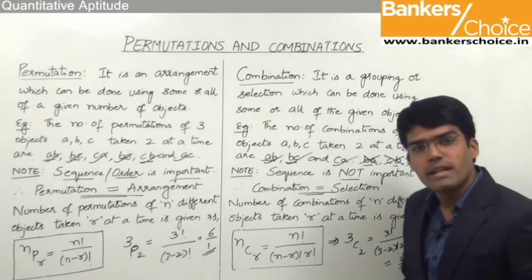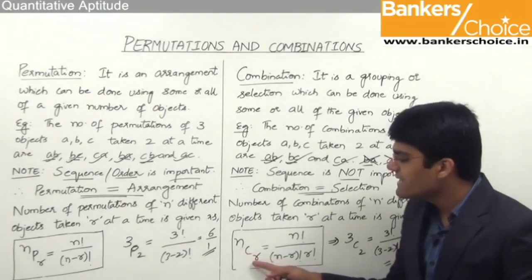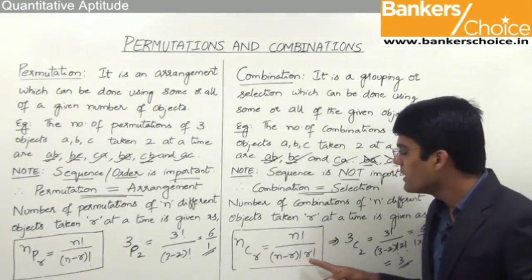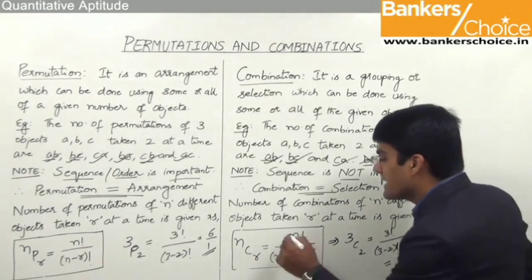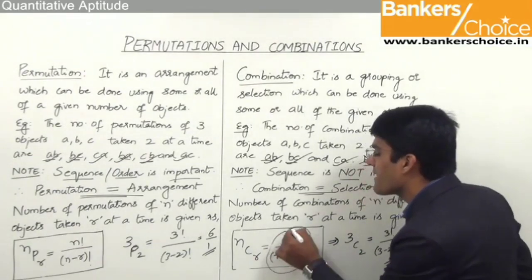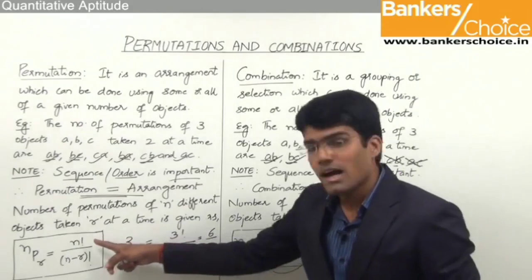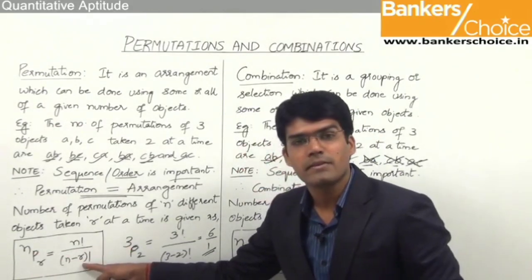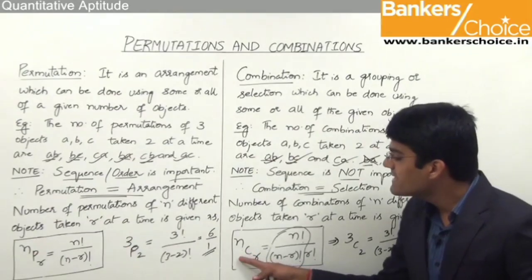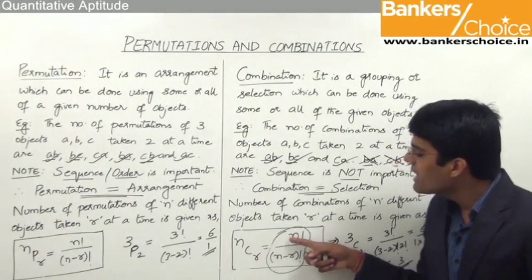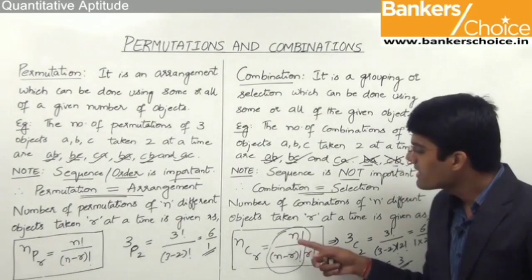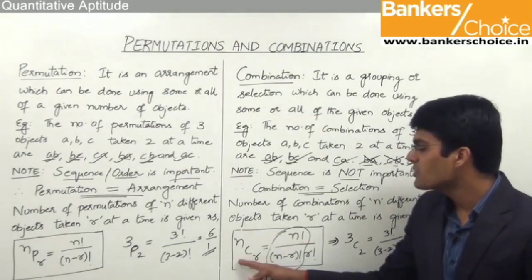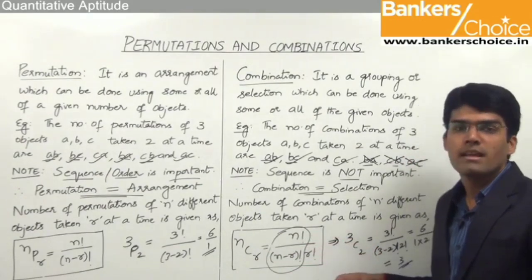The other important point that we can observe here is the formula nCr is equal to n factorial divided by n minus r factorial into r factorial. Now this n factorial divided by n minus r factorial is nothing but nPr. As you can see, nPr is equal to n factorial divided by n minus r factorial. So we can understand that nCr will be equal to nPr divided by r factorial. Why? Because n factorial by n minus r factorial is nothing but nPr. So nCr should be taken as nPr divided by r factorial.